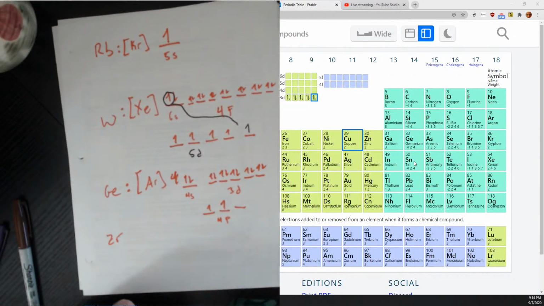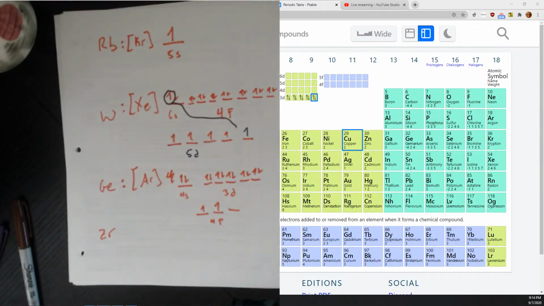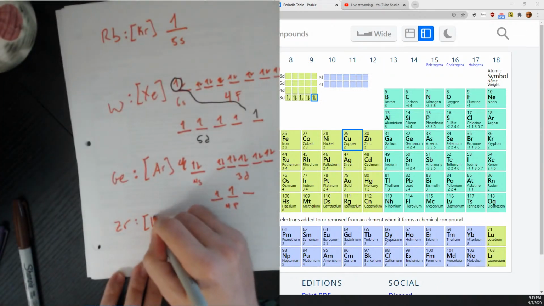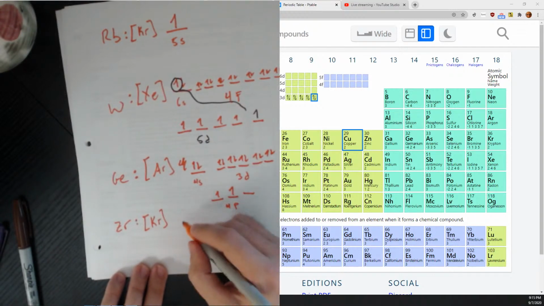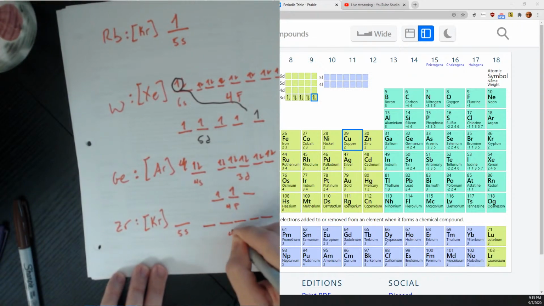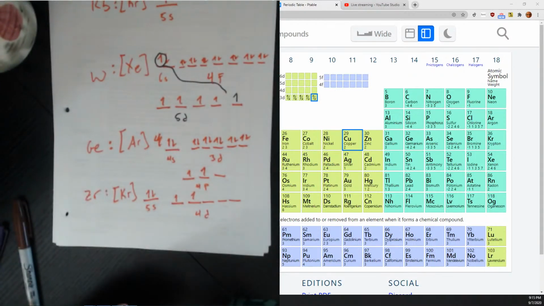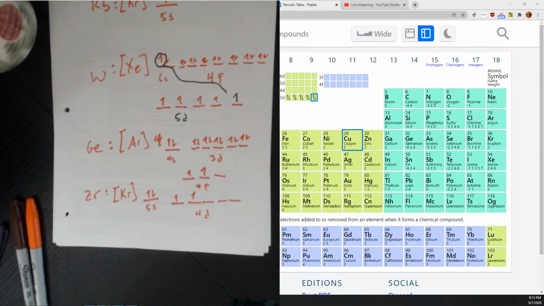And finally, we have zirconium. Zirconium, you cannot see him right now, but we'll bring him up. He is right here. He is in 4d. He's in the second column. So the previous noble gas over here is krypton. So, 4d means we start at 5s before going on to 1, 2, 3, 4, 5, the 4d. So 1, 2, 3, and 4. Because he's in the second column of the D block, he only has 2 electrons there in 4d.